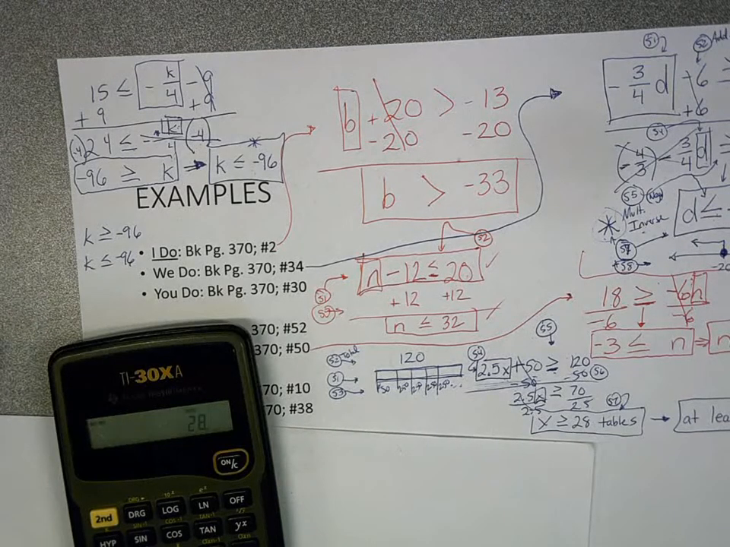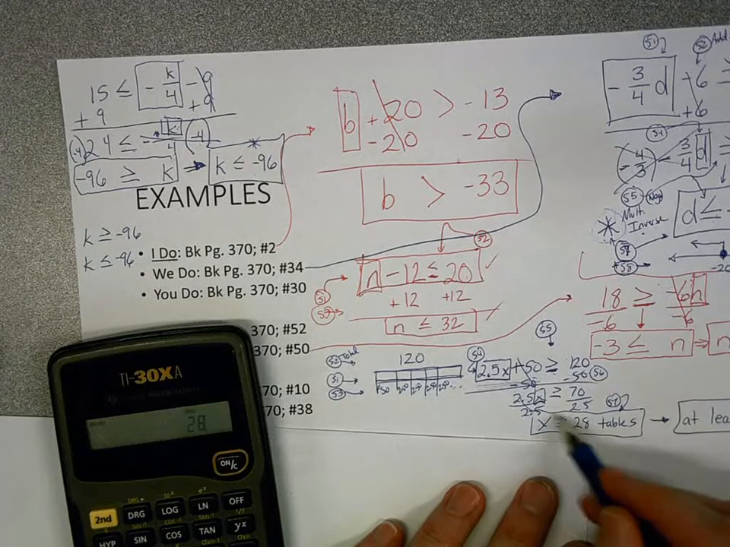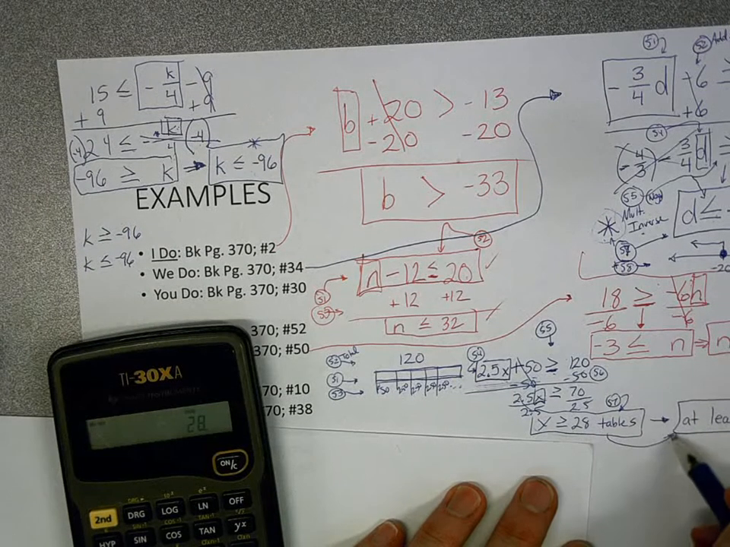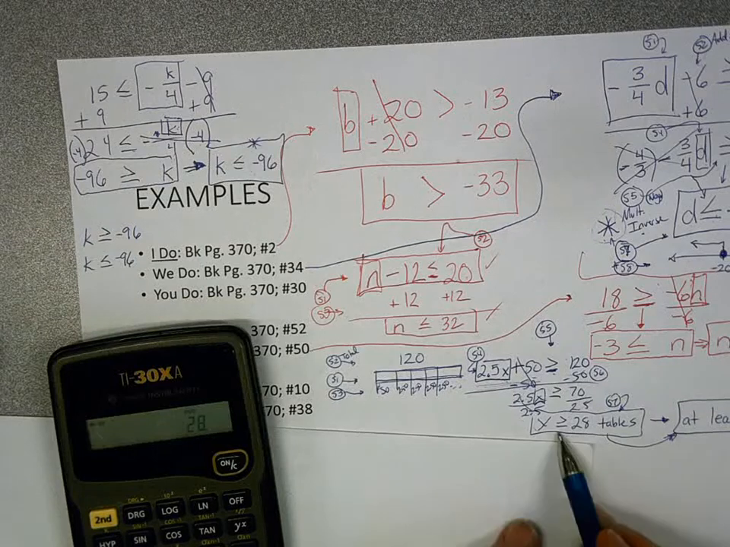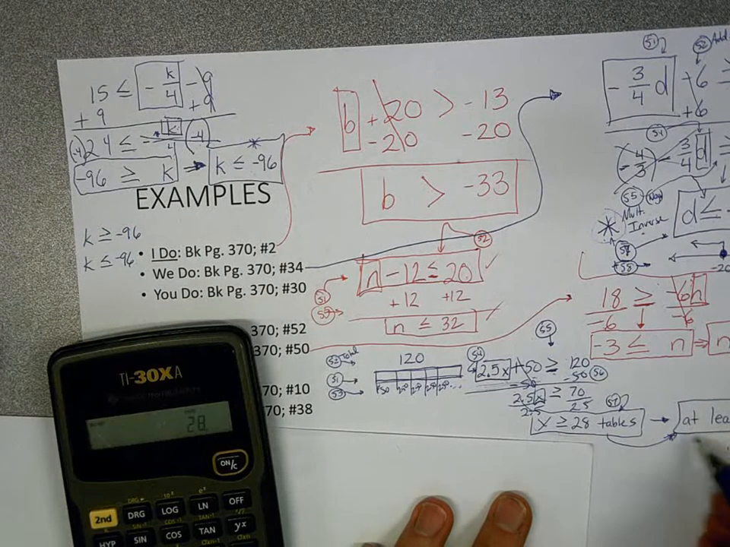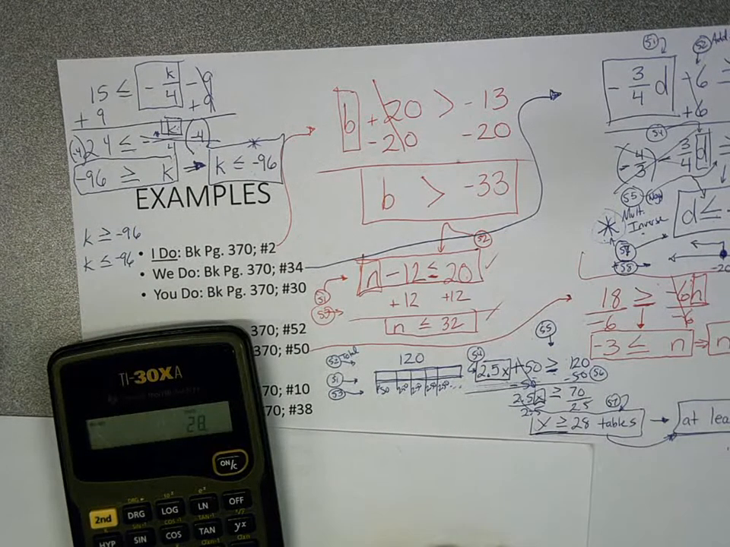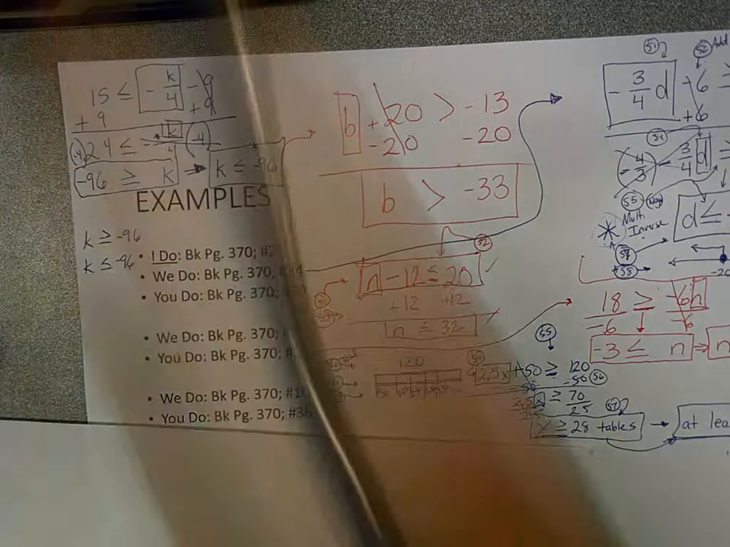Okay, this right here in real word form looks like that. She has to clean at least, not exactly, 28 tables. If you just put 28 tables, it's going to be wrong. You have to include that inequality, either in written form or symbol form. All right, questions on that one?